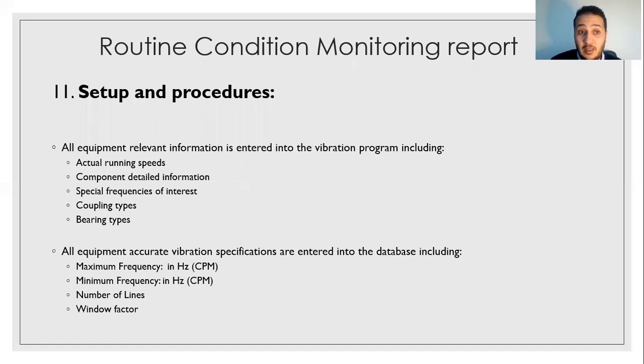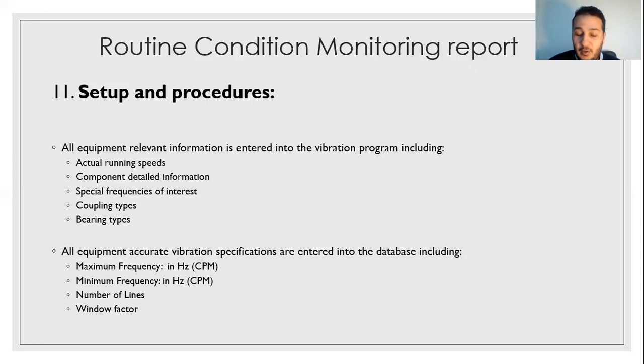And some of the setup and procedure, like the actual running speed, the component detail information, what's the coupling type, bearing type, number of teeth in the gearbox, all this stuff, and what's the maximum frequency, minimum number of lines, window factor, and all this stuff you talk about while you do the setup for your measurements. This is not in the routine measurement. This is especially in the commissioning reports or in the acceptance testing, and it might be for warranty or insurance reports. So you have to include all this stuff.